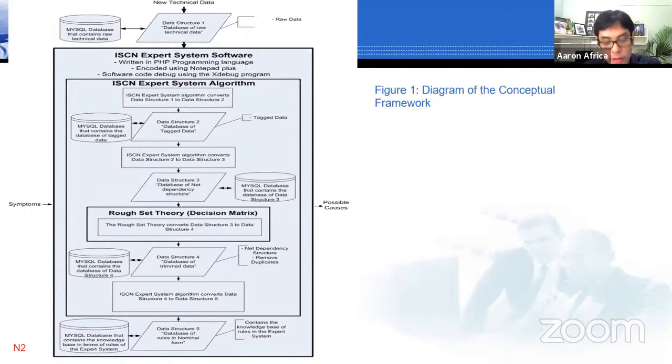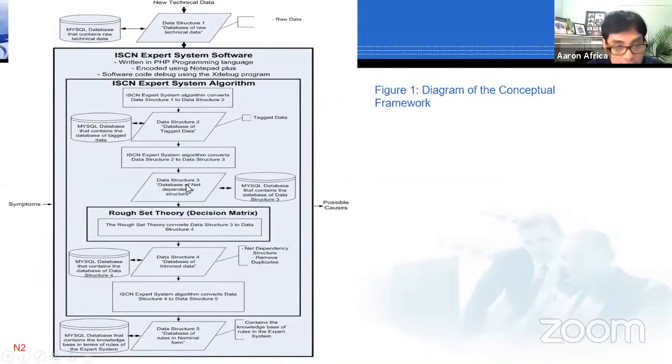Now, from data structure 2, we will go to data structure 3. Data structure 3 is called the database of net dependency structure. This one is automatically done by the expert system software. This process is done by creating a table which tabulates the rows and columns of an information system. One row corresponds to the case number, and the other corresponds to the symptoms. As I showed earlier, we have a value of 1 if it exists and 0 if it does not exist. Whenever there are duplicate entries in the system, those are automatically removed.